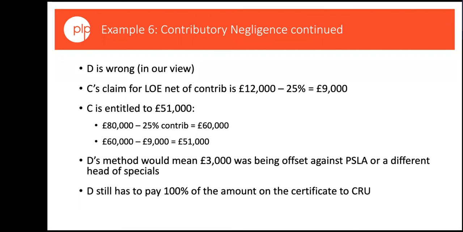Now, the rationale for that, in our view, is that the defendant's method would mean that £3,000 was being offset against PSLA or a different ring-fenced head. But the bad news for the defendant is they've still got to pay 100% of the amount on the certificate to the CRU, but unfortunately, them's the breaks.